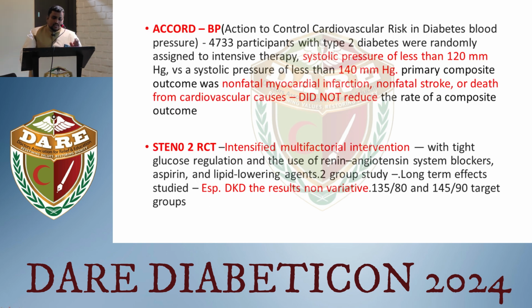KDIGO, in association with the American Diabetes Association, has come up with these guidelines. The target for achieving good BP control is systolic less than 140/90. But in those with microalbuminuria, the target has been revised to 130/80. This has been confirmed by the ACCORD BP trial, where intensive BP control versus a systolic BP control of 140 was studied. Though there was no beneficial outcome as such, it was found that good BP control definitely reduced the progression of diabetic kidney disease.